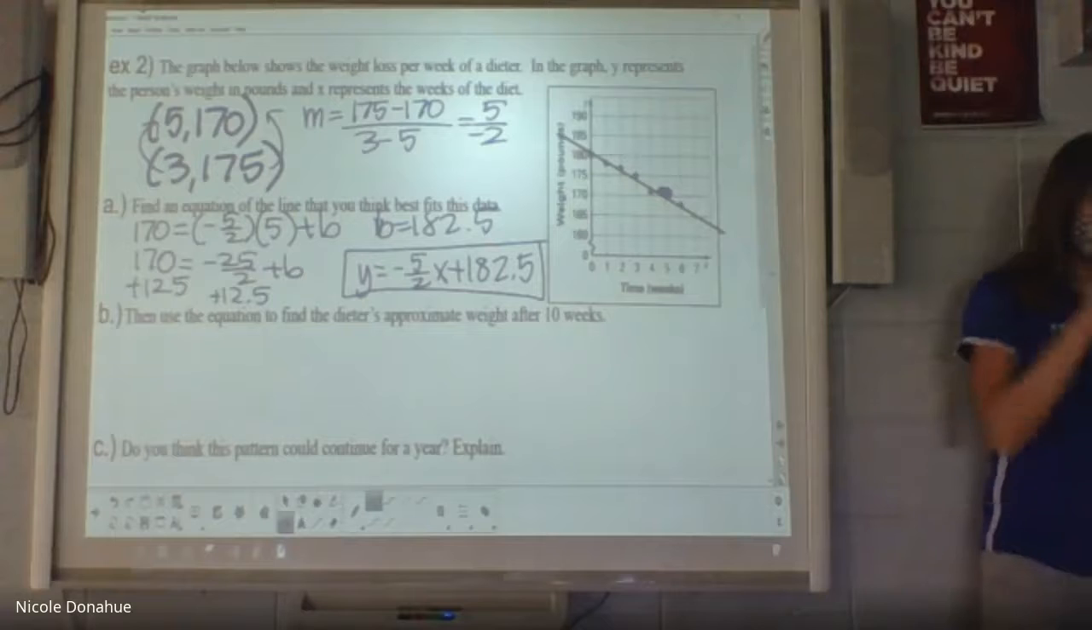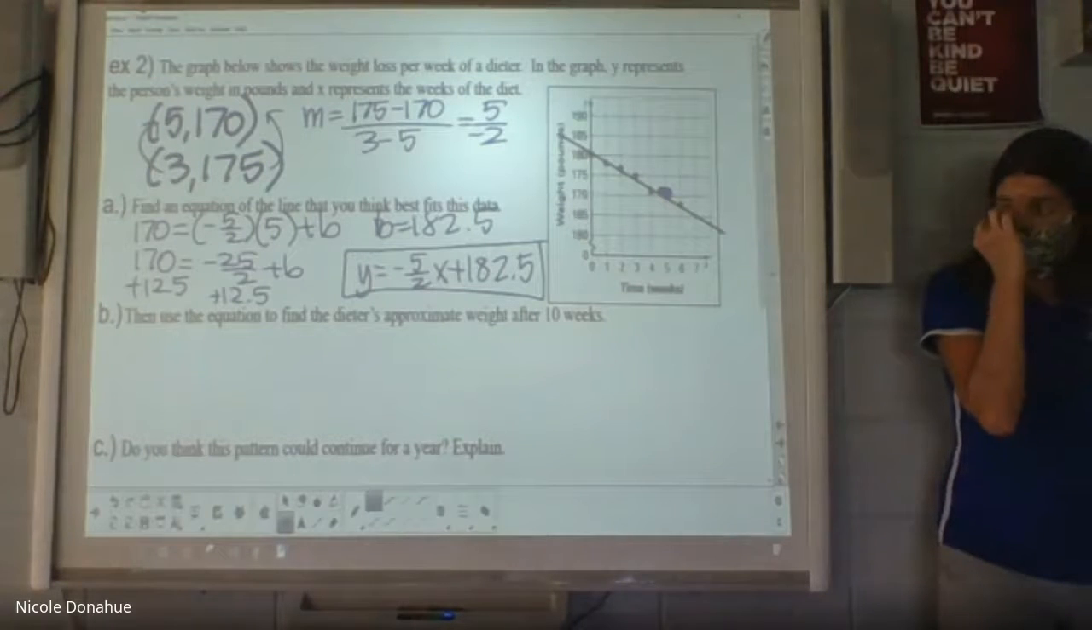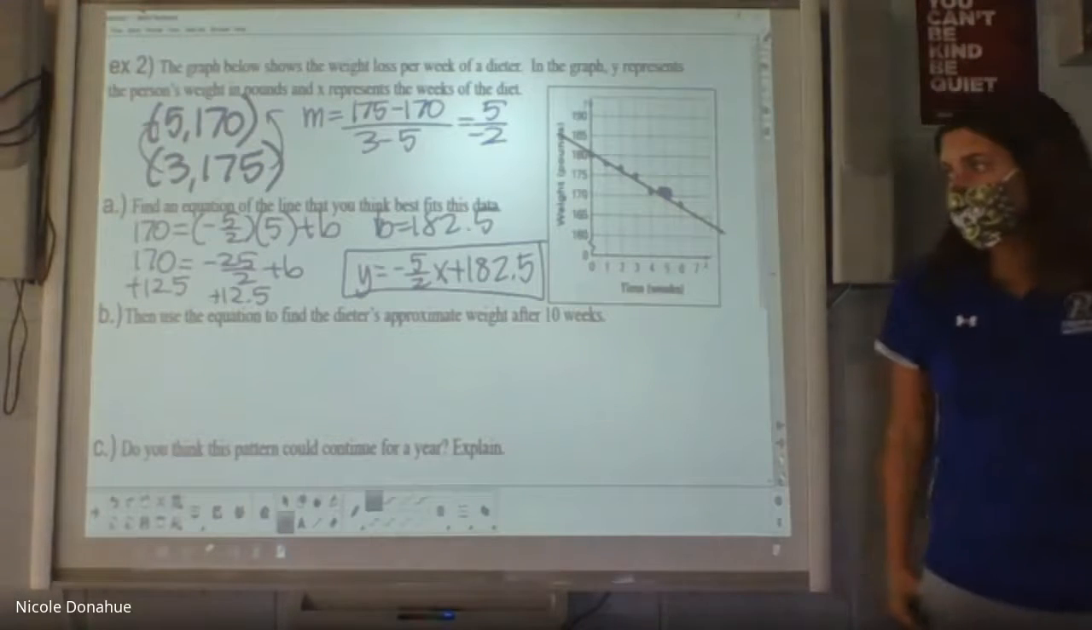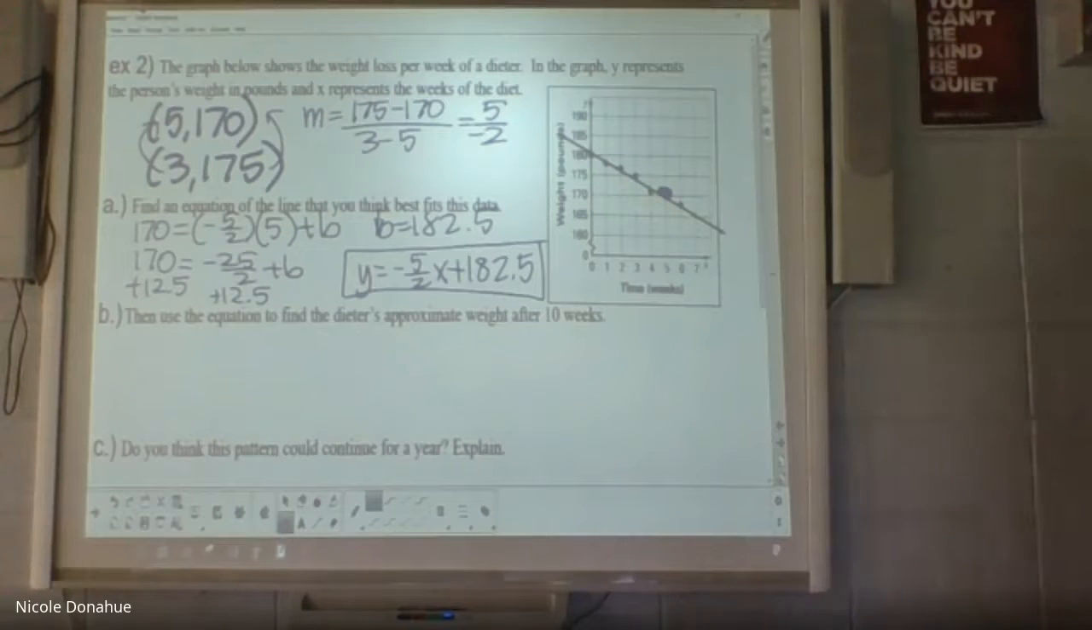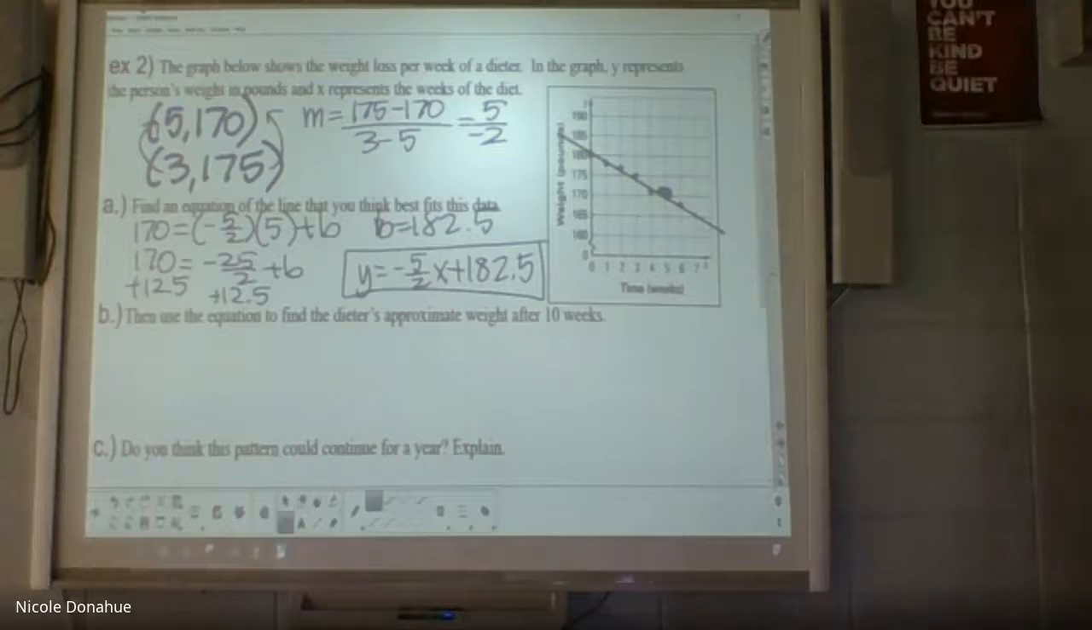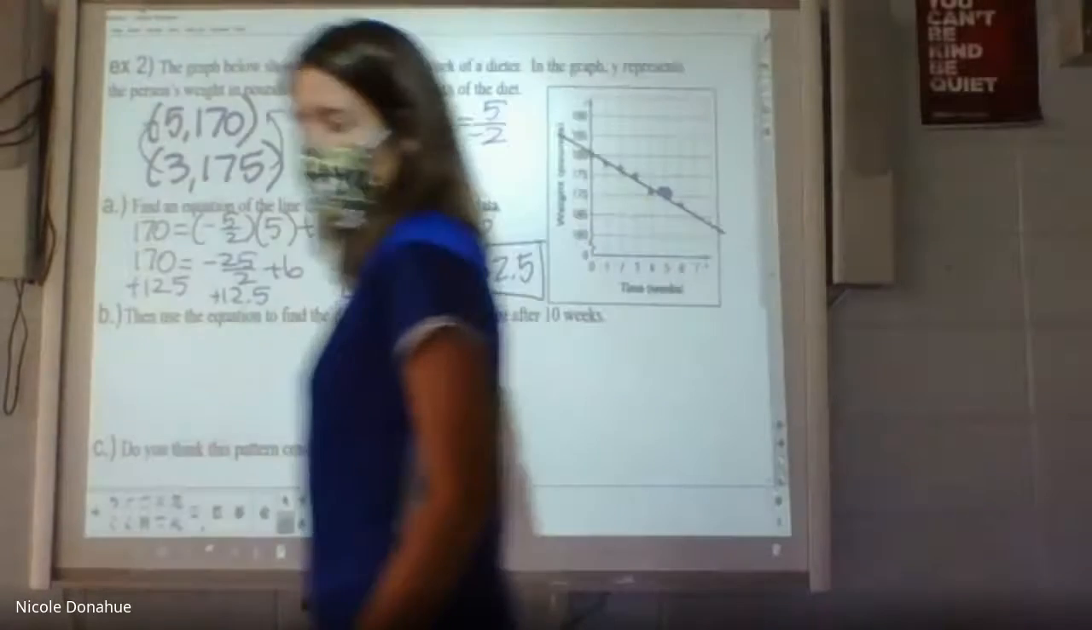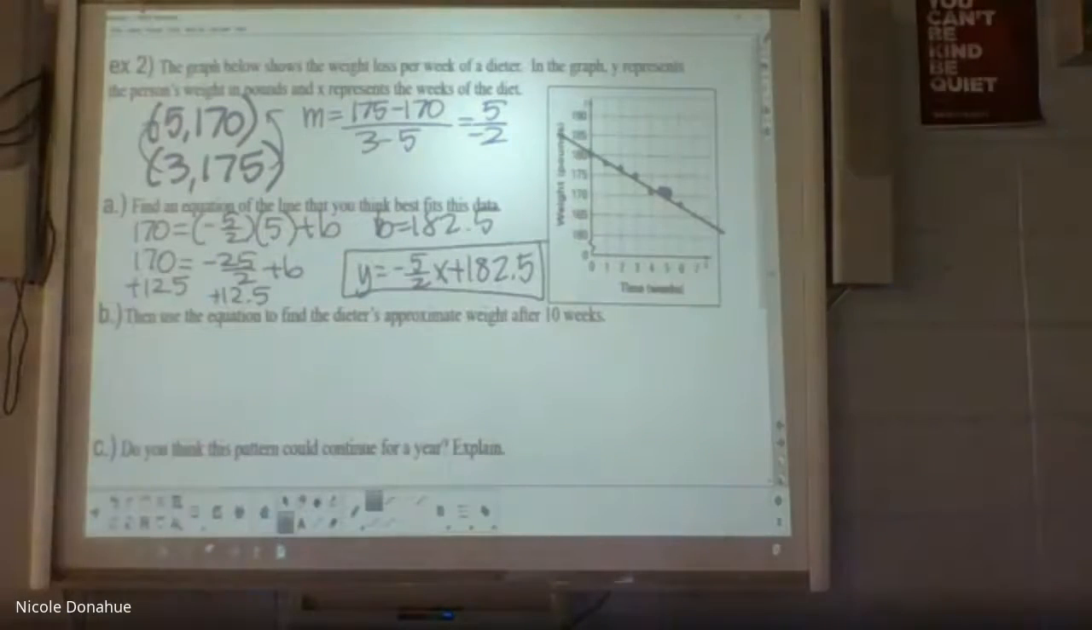So why this is good, and why we're going to do this for our Barbie project that we're going to do in a second here, is you can use the equation to make a prediction about the dieter's weight after 10 weeks. So if this continues, after 10 weeks, how much would the dieter weigh? How would you figure that out? How would I figure out how much they weigh after 10 weeks?